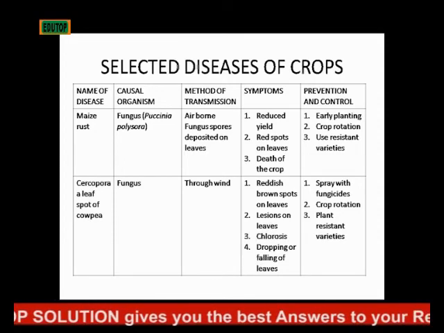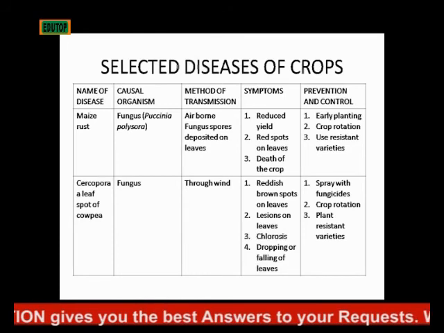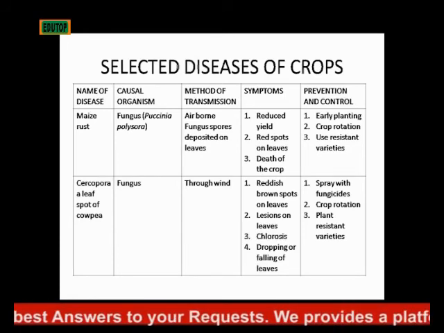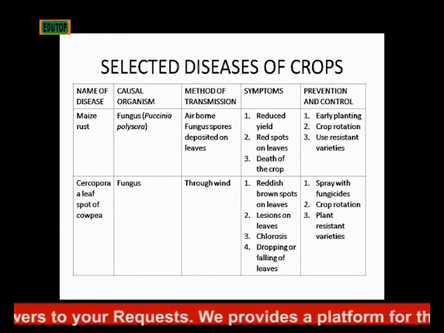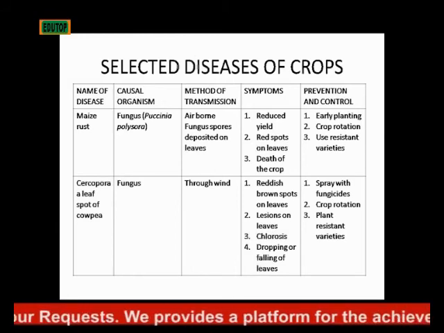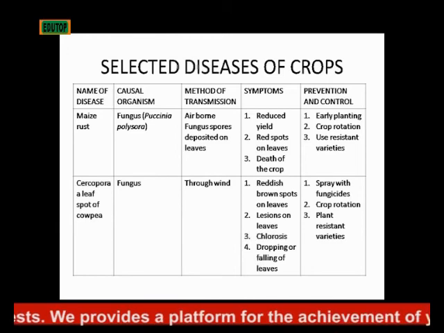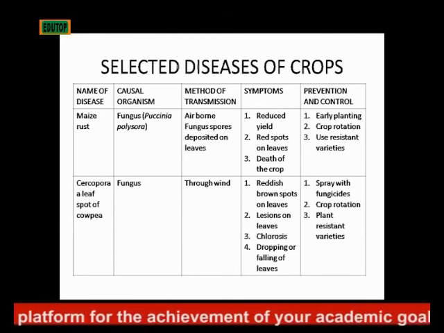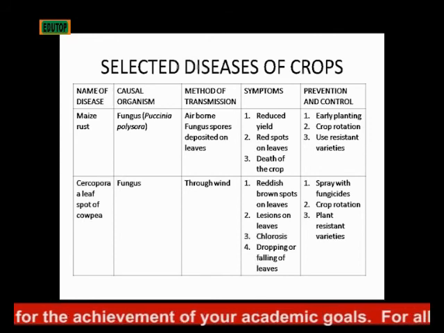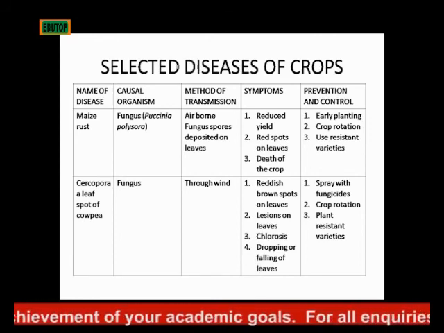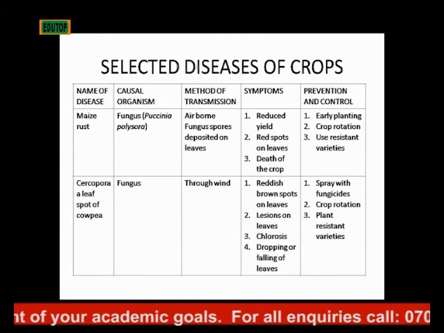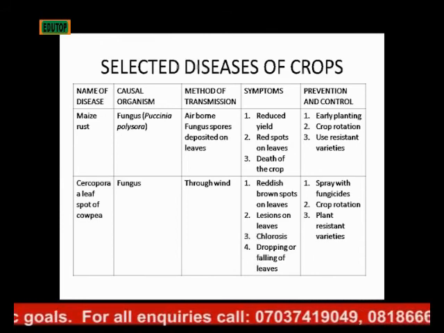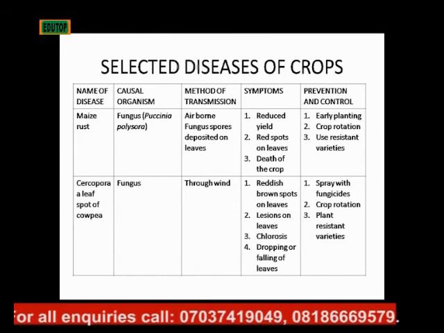The next disease is Cercospora. Cercospora is a leaf spot of cowpea. It's caused by a fungus and it is transmitted through the wind. The symptoms you notice in the cowpea that has Cercospora are reddish-brown spots on the leaf. Then you find lesions on the leaves. There will also be chlorosis. Then dropping or falling of leaves.